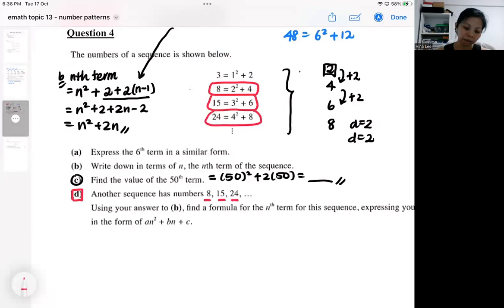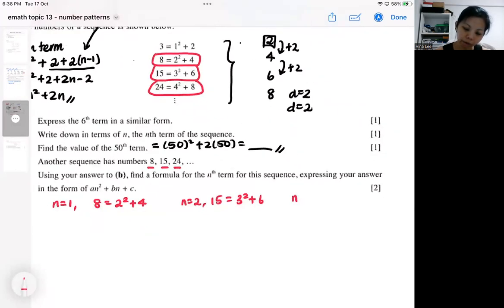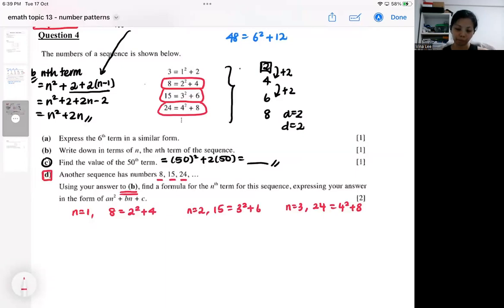But right now, the 8 is n equal to 1. And n equal to 2 will be the 15. Then n equal to 3 will be the 24. So you're going to use the idea, use the answer to help you.